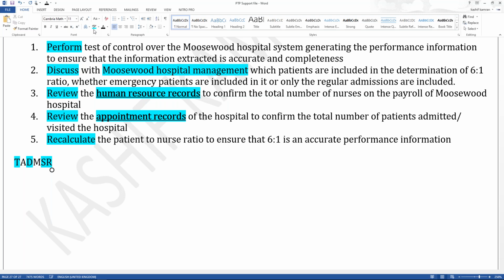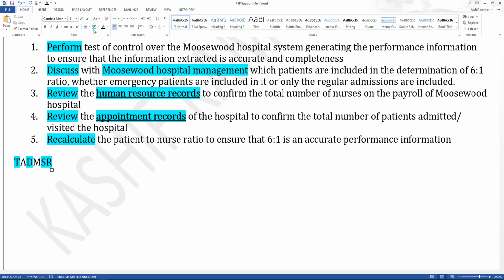So if you know the TAD, read the case study and see what can be applied. Don't just say, okay, I'll apply all of them. So how many procedures do we need in total? 7. How many performance informations do we have? 3. I just made 5 on just one.